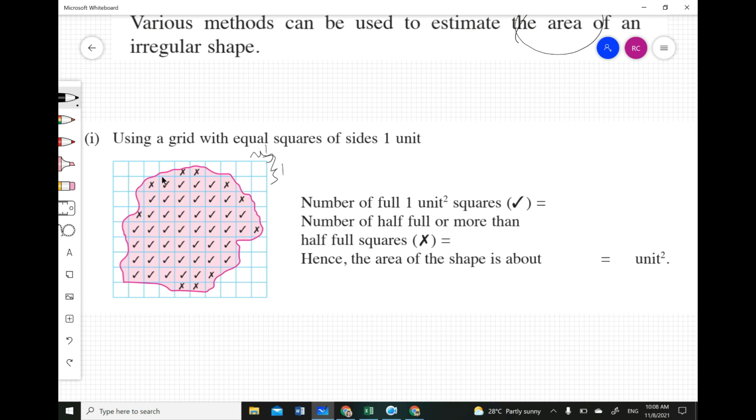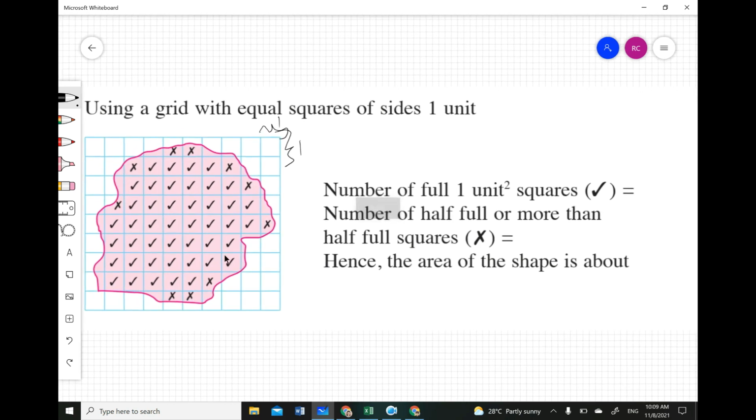Very simple. A box that is filled fully, you can see the tick like this, or more than half, they will give a tick. Over here, they already ticked the ones which are full for you. Then the ones that are more than half, they already marked with this cross symbol. The ones that are more than half and the fully filled ones will be considered as 1 unit square. Right now we are going to calculate the number of full 1 unit squares.